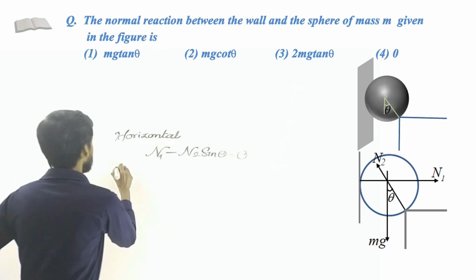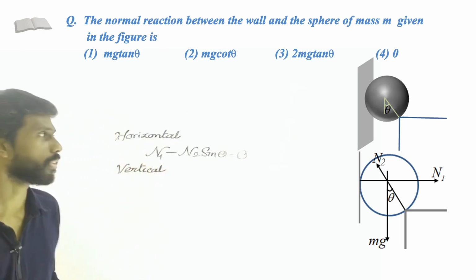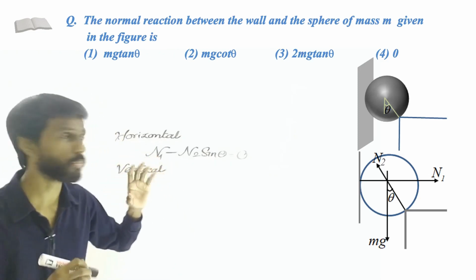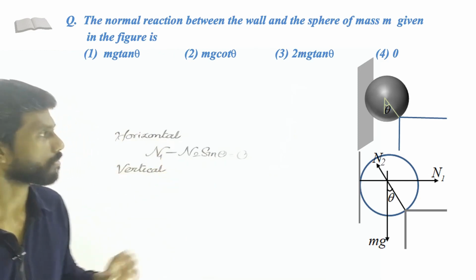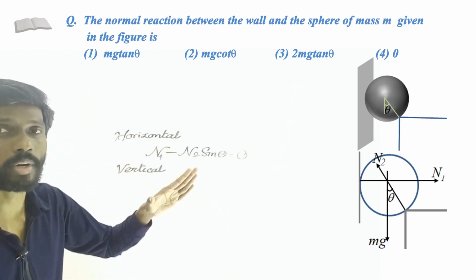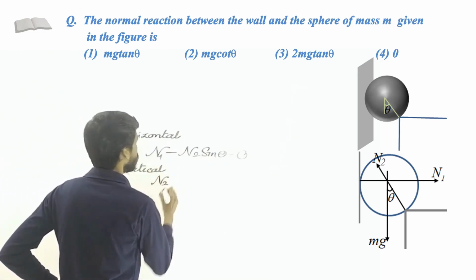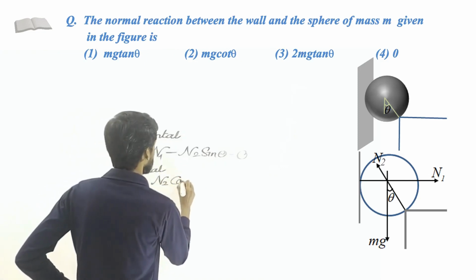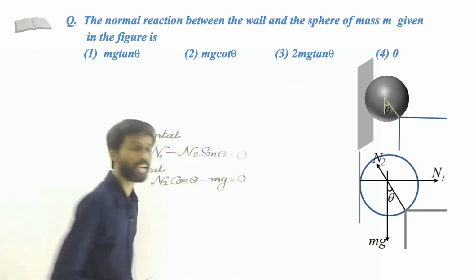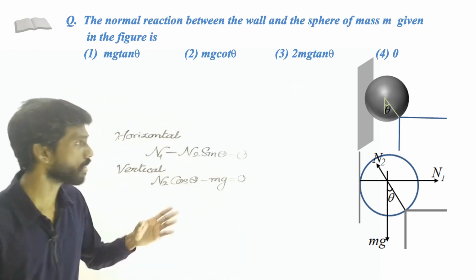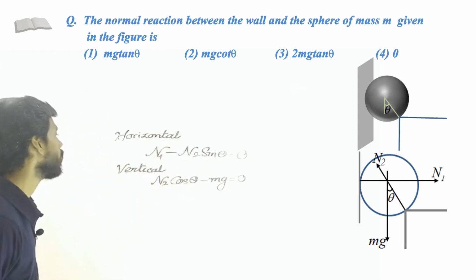Now similarly in the vertical direction. The force N1 does not contribute to the vertical force because it is already in the horizontal direction, so only N2 has the vertical component. So N2 cos theta minus mg equals 0. mg is acting in the vertically downward direction and this normal force has component N2 cos theta in the upward direction. Let's simplify to get the answer.